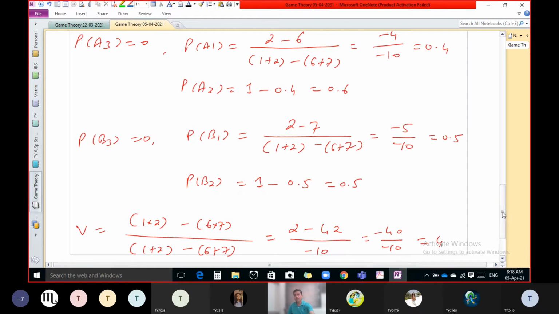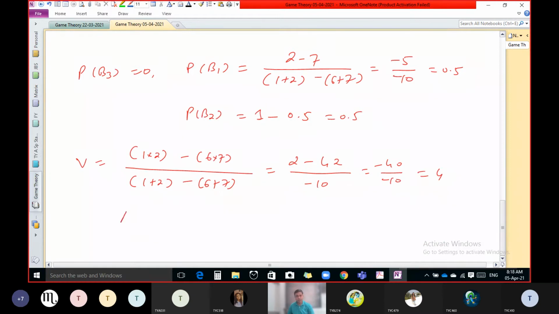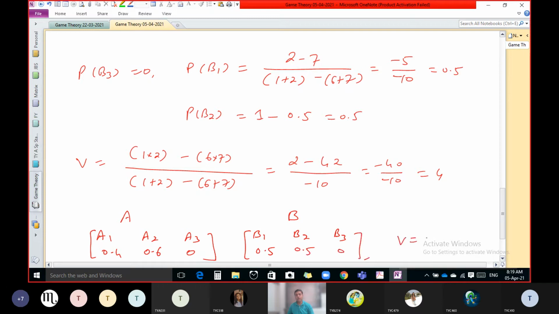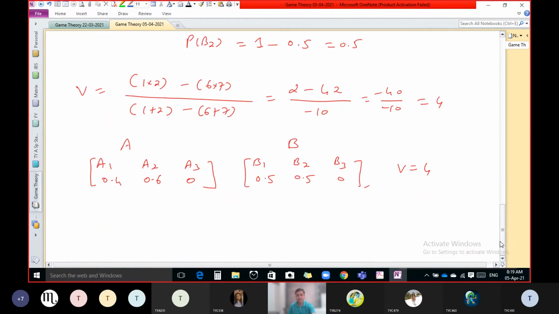And how to write the answer? Listen. For player A, there are 3 strategies: A1, A2, A3. The probability of A1 is 0.4, A2 is 0.6, A3 is 0. For player B, there are three strategies, B1, B2, B3. The probability of B1, that is 0.5. Probability of B2, 0.5. And this 0. And value of game is what? 4. And that is my final answer. That is the way to write the final answer.